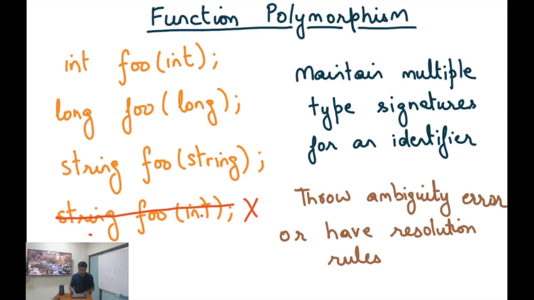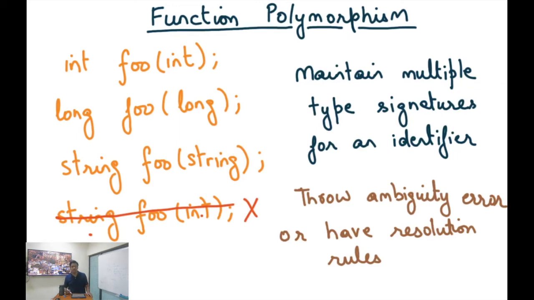And the way to do this is simply maintain multiple type signatures for an identifier inside the type environment O. So, for the same identifier foo, I could have int to int, long to long, or string to string. And then when I'm actually doing type resolution, I can check what is the type of my argument. And depending on what's the type of the argument, I will know which foo to use, right? So for example, if the type of the argument is a subtype of string, then I would use the third foo. If it's a subtype of int, then I would use the first foo, and so on.